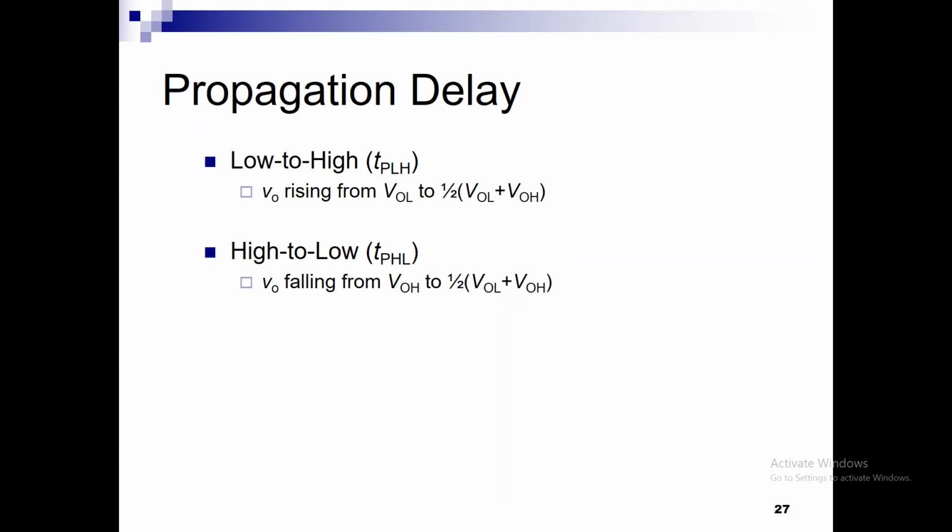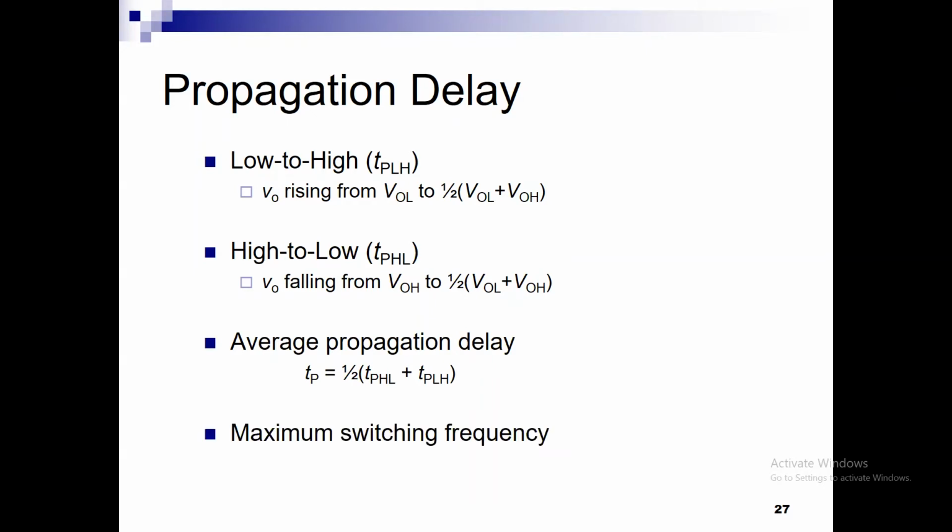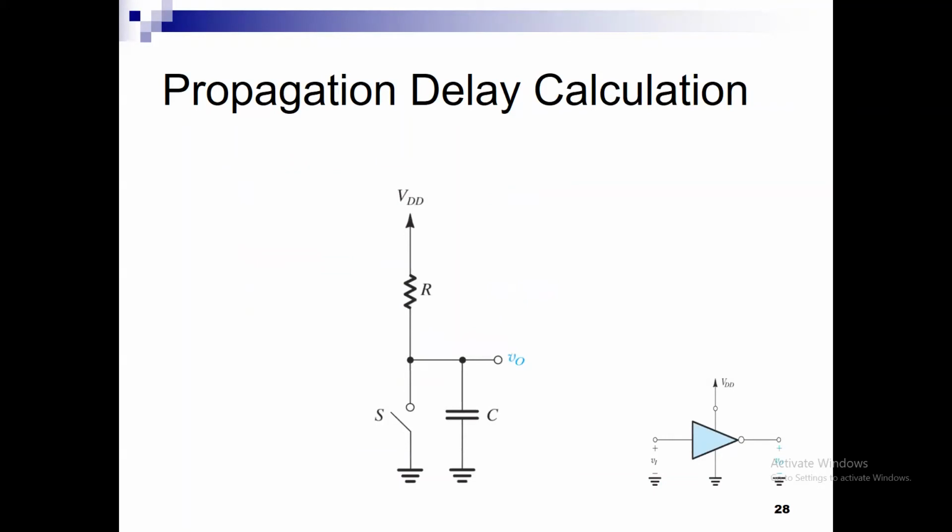So what we have here is the average propagation delay. It's half of TP high to low plus TP low to high, and the maximum switching frequency is estimated as 1 over 2 TP. This is more like a rule of thumb in the technology, so it assumes that I'm only reaching 50%, but it is not very straightforward, so we don't really worry about it. Okay, now the propagation delay calculation.